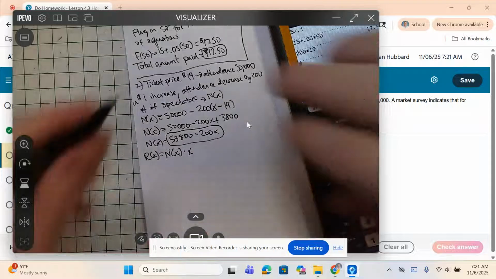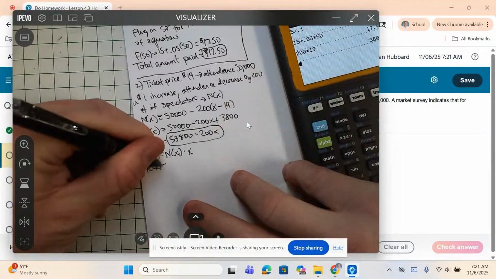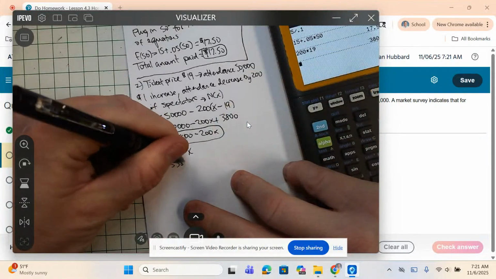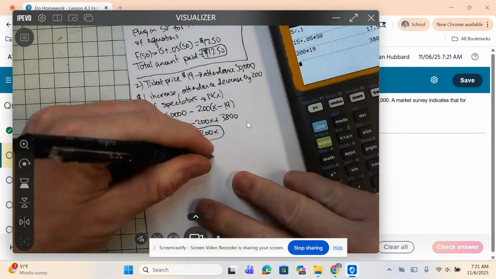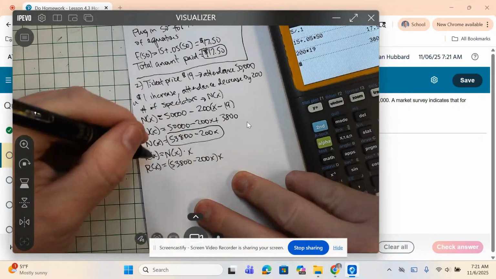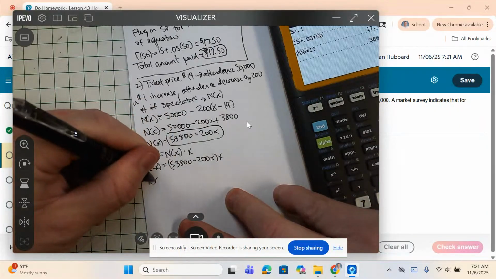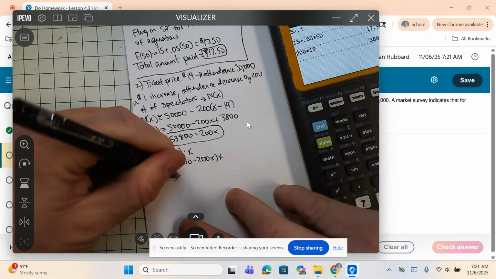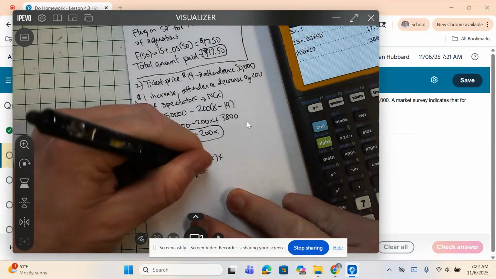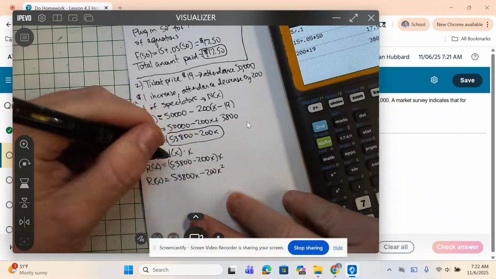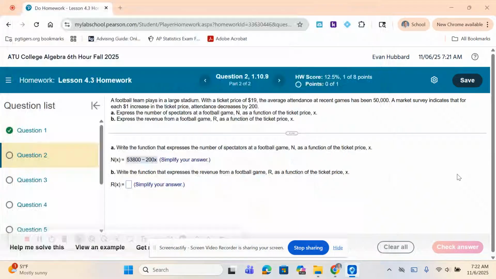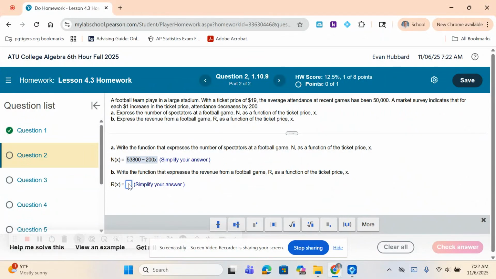Okay, so the revenue will be 53,800 minus 200x times x. Okay, so the revenue becomes 53,800x minus 200x squared. Now, do they ask for anything else? Okay, no, they just asked for the equation there. So it'd be 53,800x minus 200x squared.